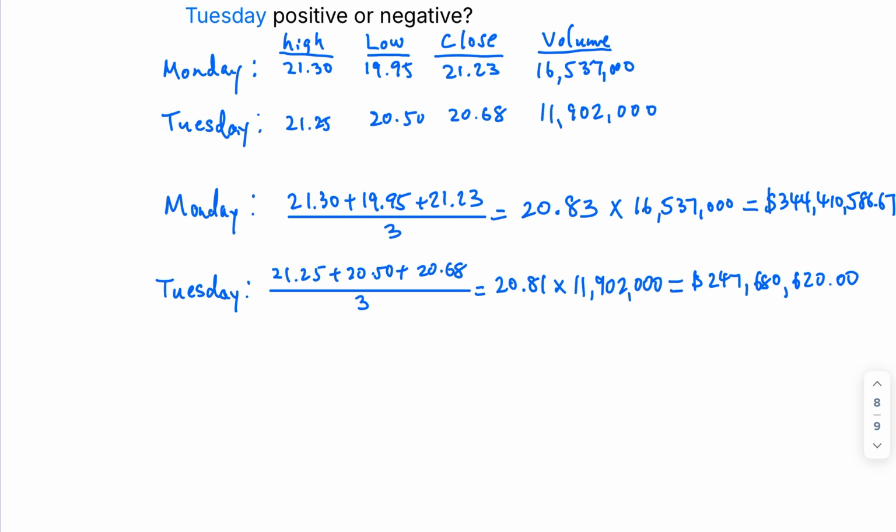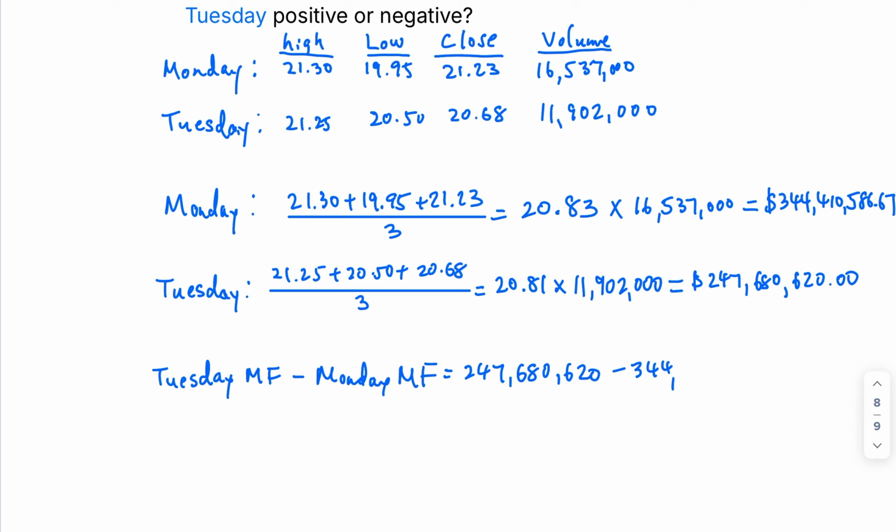So how do we determine the positive or negative money flow? It's going to be Tuesday money flow, I'm going to call this MF, minus Monday money flow. So that's going to be 247,680,620 minus 344,410,586.67. And as you can already tell, this is going to be negative, right? So this should give us a negative money flow.